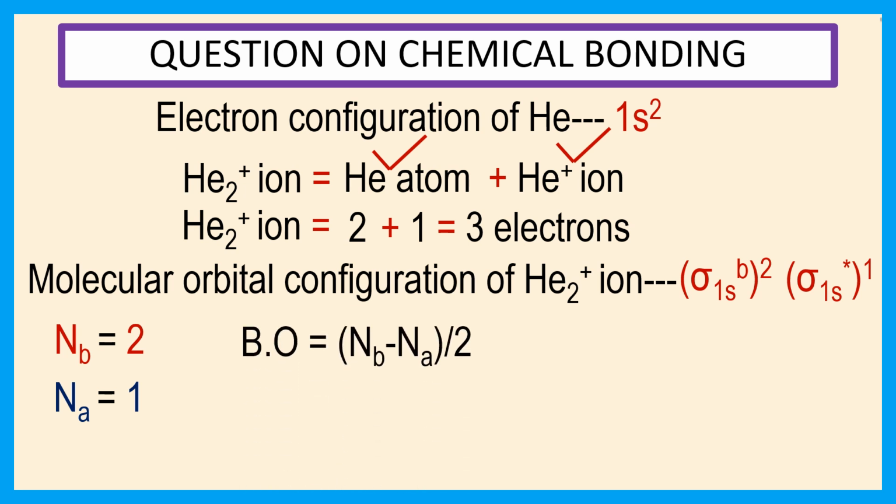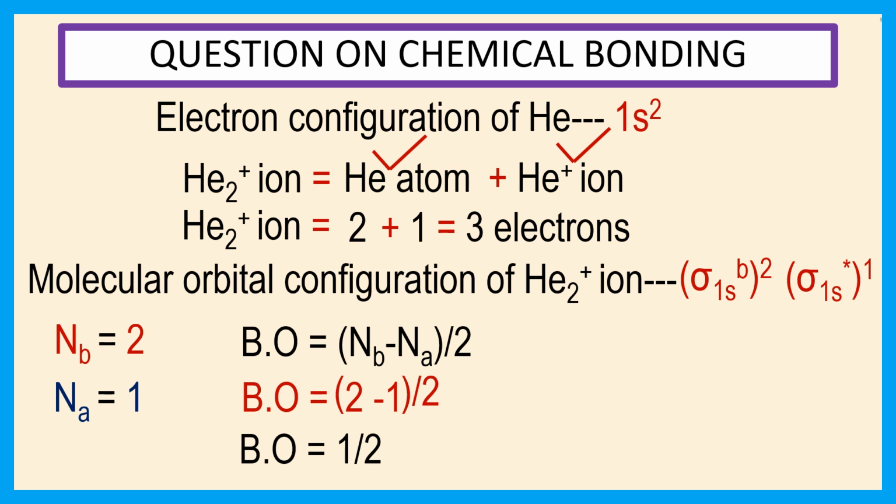We know that bond order is equal to (Nb minus Na) by 2. Now we put the values of Nb and Na in this equation. Therefore, the bond order is equal to (2, which is the value of Nb, minus 1, which is the value of Na) by 2, or bond order is equal to 1/2. So, the bond order of the He2 plus ion is 1/2.